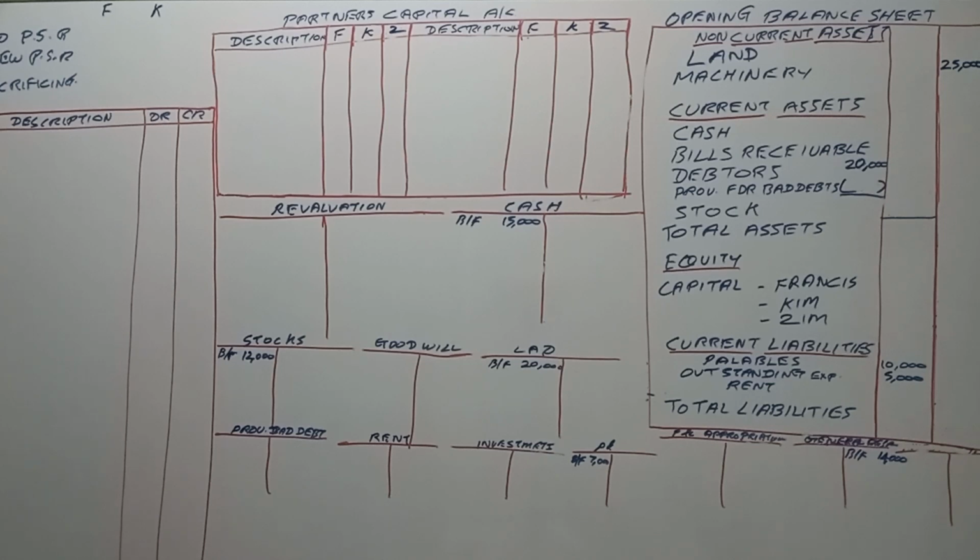So on 1st April 2020, Mr. Kim is admitted into the partnership for 1/5 of share in profits. The terms of the partnership are given below. He has to bring 40,000 as capital.